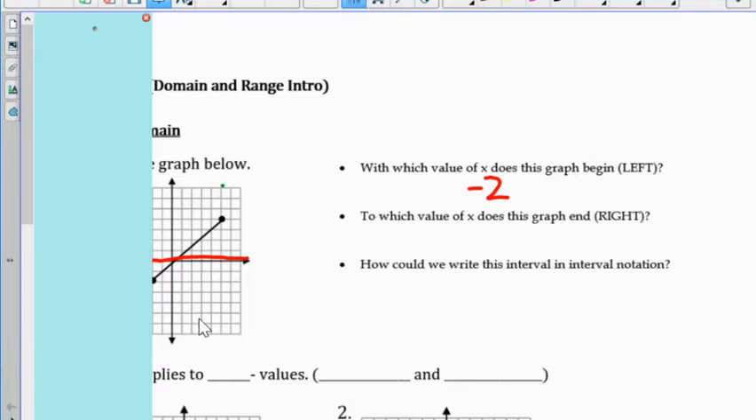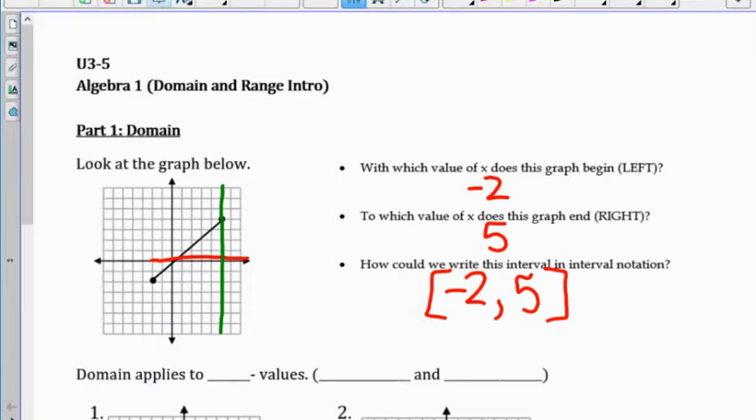I'll use green to show that. Okay, what's that x value? Say 1, 2, 3, 4, 5. So the rightmost side is 5. How could we write an interval with this? Well, the smallest x value it could be is -2. The largest it could be is 5. Since both of these are closed circles, we would put a bracket for both.